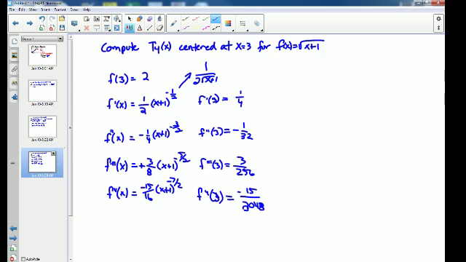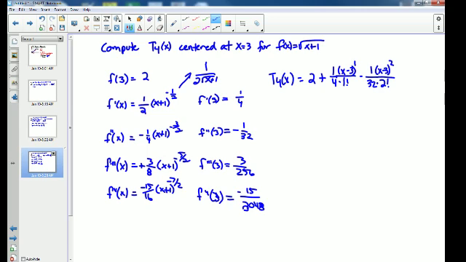Now we can write our Taylor polynomial, right? So, 2 plus 1/4 x minus 3. And what's the factorial? 1? Why is that x minus 3? It's centered at 3. Oh, so x equals, oh. Okay. And then minus 1/32 x minus 3 squared over 2 factorial.